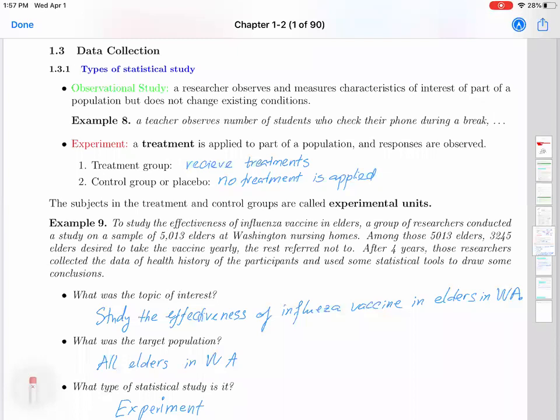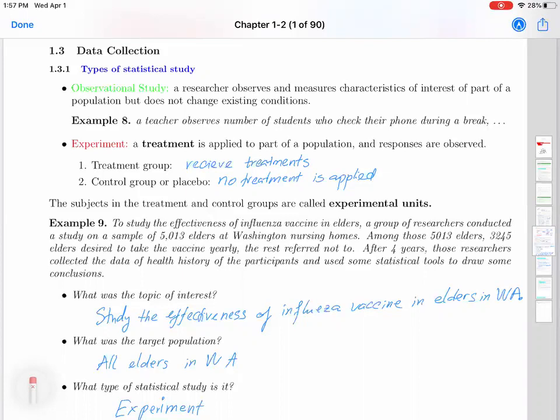The first type is observational study. It's a study when a researcher observes and measures characteristics of interest of part of a population, but does not change any existing conditions. For example, a teacher observes the number of students who check their phone during a break without letting the students know that they are observing them.